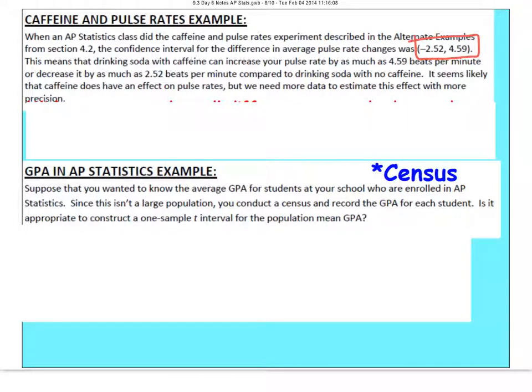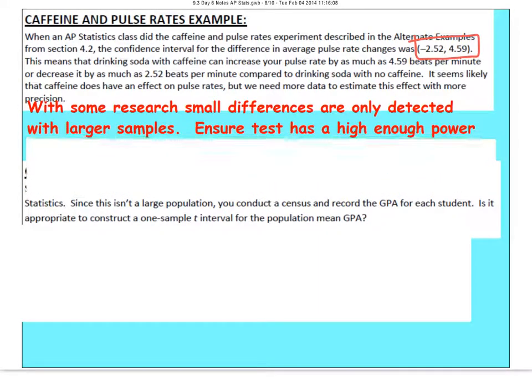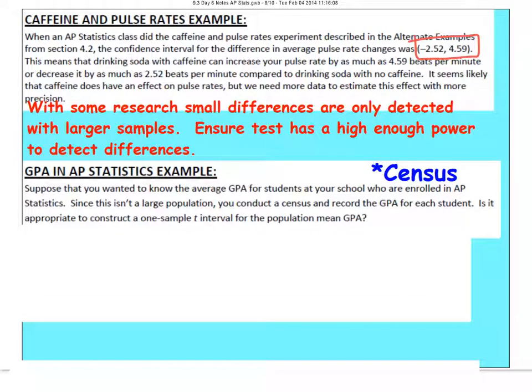What you just want to be cautious of is this right here. With some research, small differences are only detected with larger samples. So to ensure tests have a high enough power to detect the differences, make sure you have a high enough sample. Ultimately, when I did this caffeine experiment in our class, we only had 20-some people. I'm not really sure if that's a large enough sample for our case.